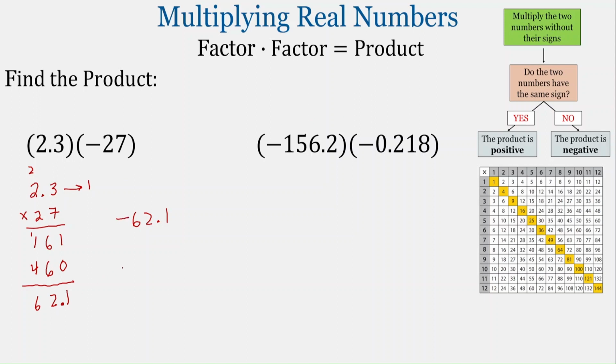And then finally, we have negative 156.2 times a negative 0.218. That's kind of a long one here. So we'll go ahead and write this out. 156.2 and then 0.218. So that's 16. Carry the 1. 6 times 8 is 48, so 49. Over the 4. 8 times 5 is 40, so 44. And then 8 times 1 is 8, plus 4 is 12.